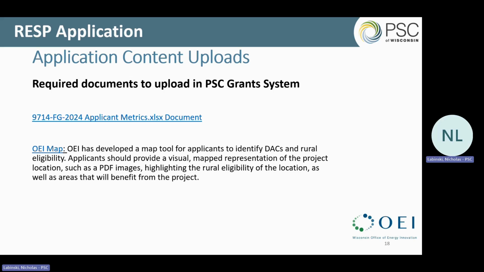Applicants should provide a visual mapped representation of the project location, such as PDF images, highlighting the rural eligibility of the location, as well as areas that will benefit from the project. As I mentioned before, there will be a separate video about how to use the OEI map and how to get that information in visual form.